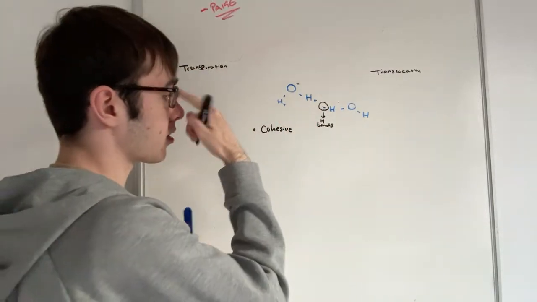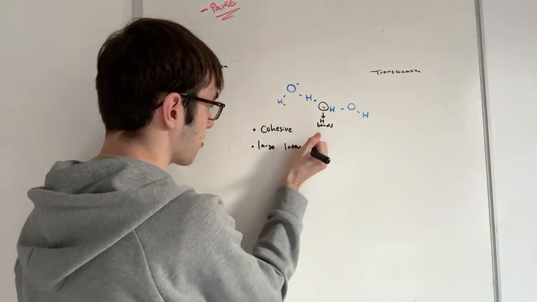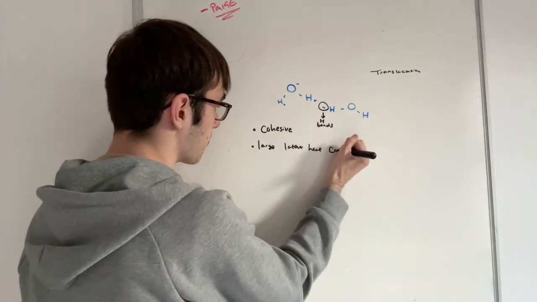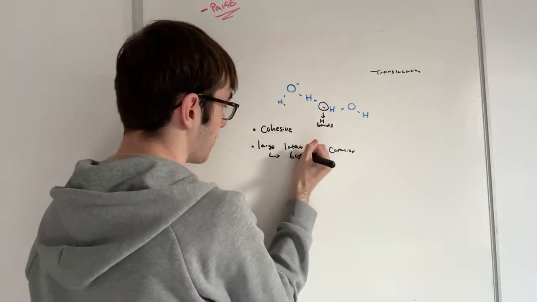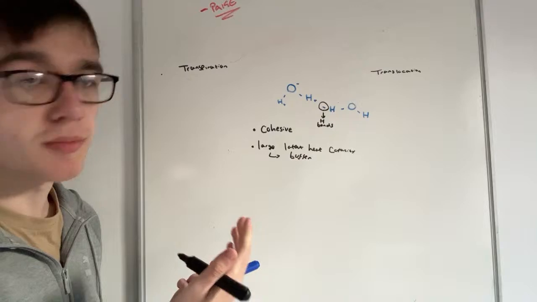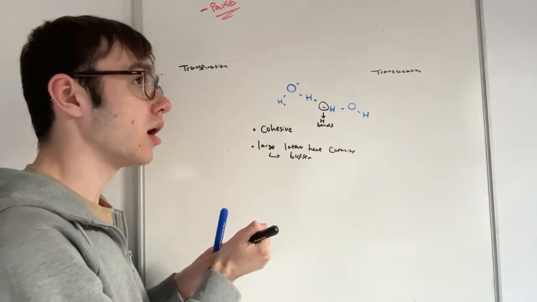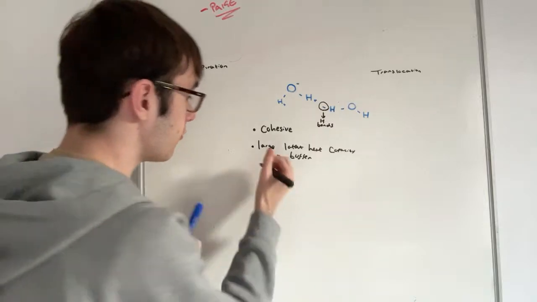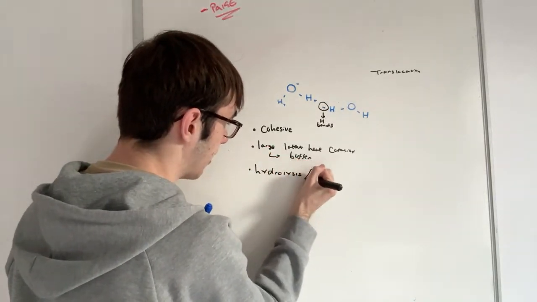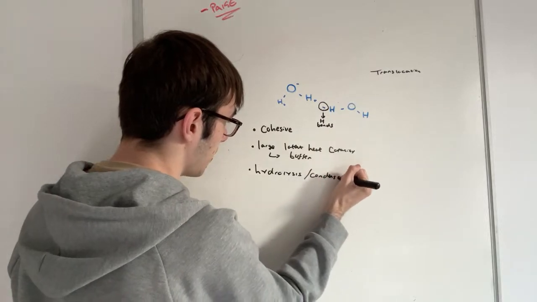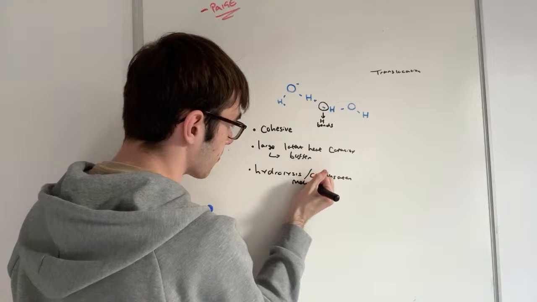Other properties include having a large latent heat capacity, basically enabling them to act as a buffer because a large amount of energy is required to raise the temperature of water. What are some other properties? Obviously, it's important in hydrolysis and condensation. In other words, it is a metabolite.